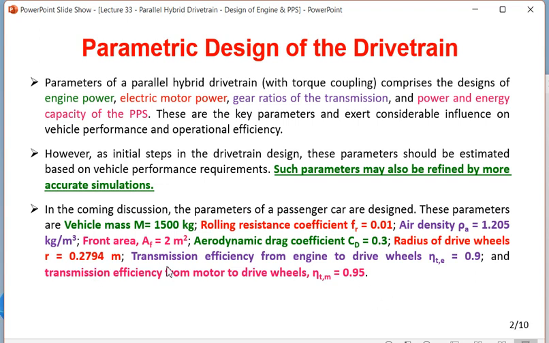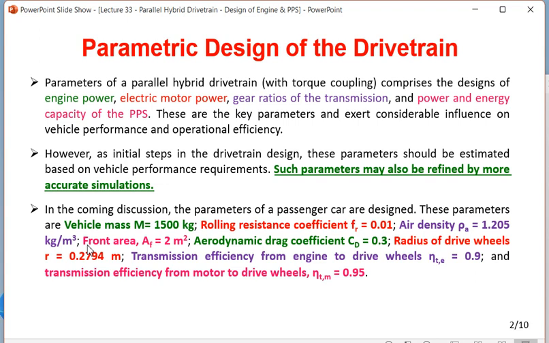Vehicle mass includes all the load of the vehicle, passengers, any luggage, everything together. Vehicle mass is assumed to be 1500 kg, which is a very reasonable assumption. Rolling resistance coefficient of the road is 0.01, so a small amount of rolling resistance is assumed. Air density rho A is 1.205 kg per meter cube.